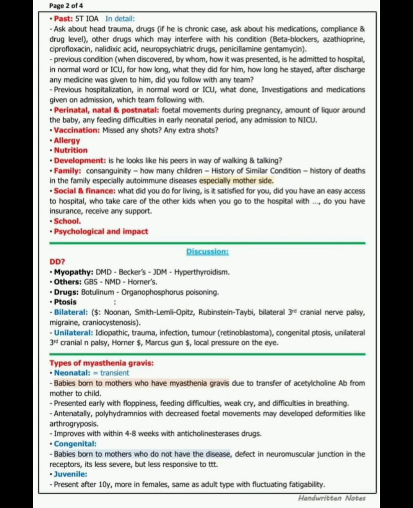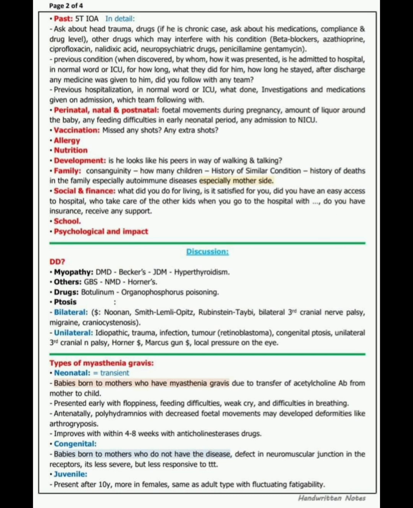In past history, we ask 5T and IOA. For the 5T, we ask about any trauma, previous treatment, any travel history, any blood transfusions, and which team is involved in the treatment. Then IOA: the short form is investigations, onset, and admission. We ask about previous ones in detail in the past history.